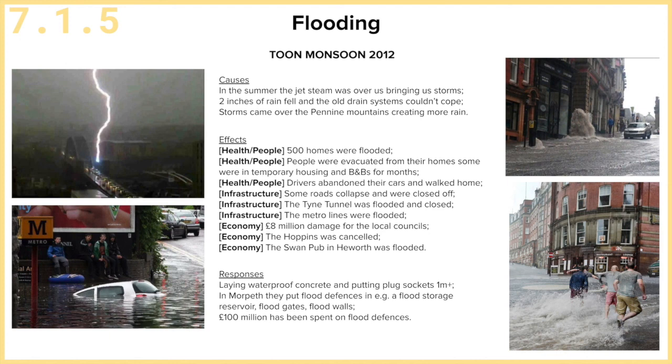In Morpeth, they put up flood defences. They put up flood walls, flood gates. They tried to put these big reservoirs in, which meant that the water would be contained in an area instead of flooding out into houses and into shops. And £100 million has been spent on flood defences throughout the region.